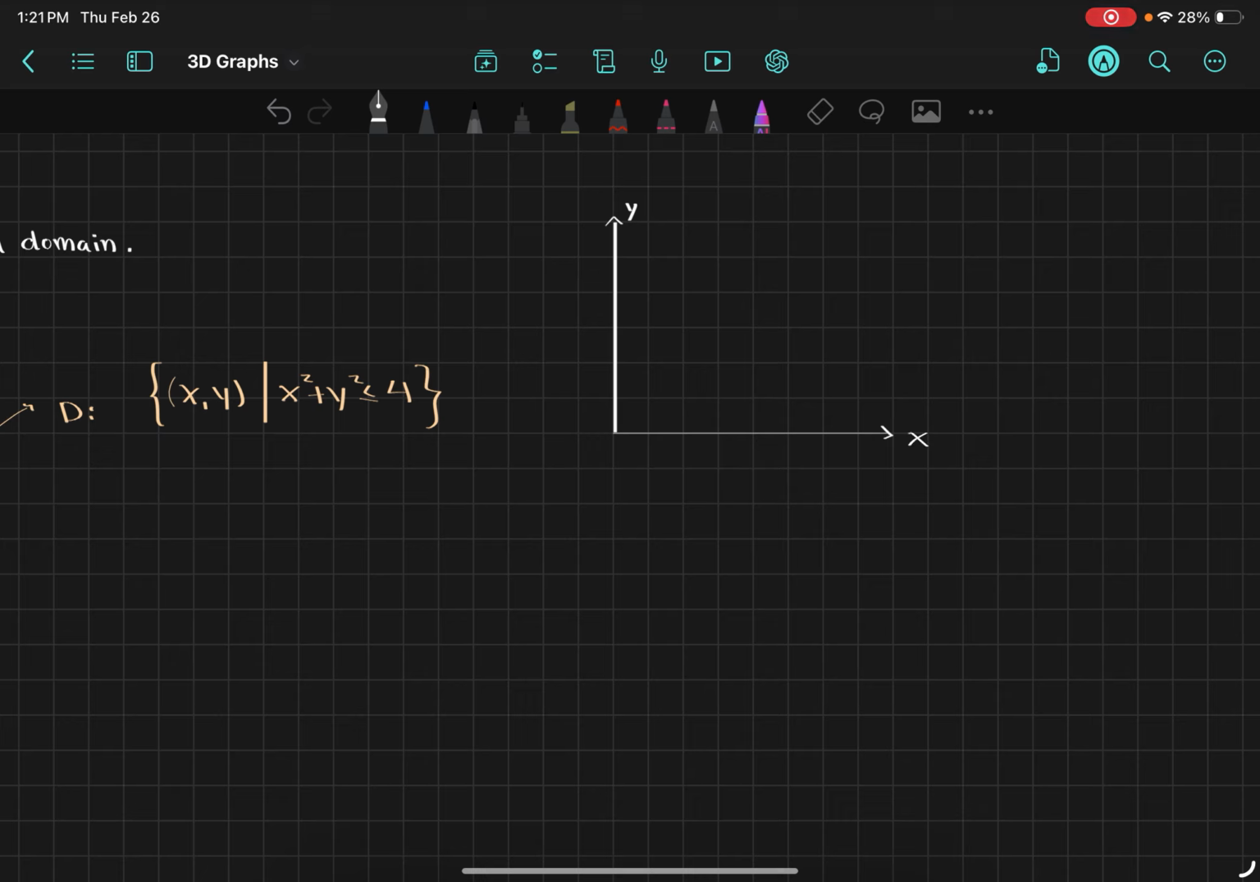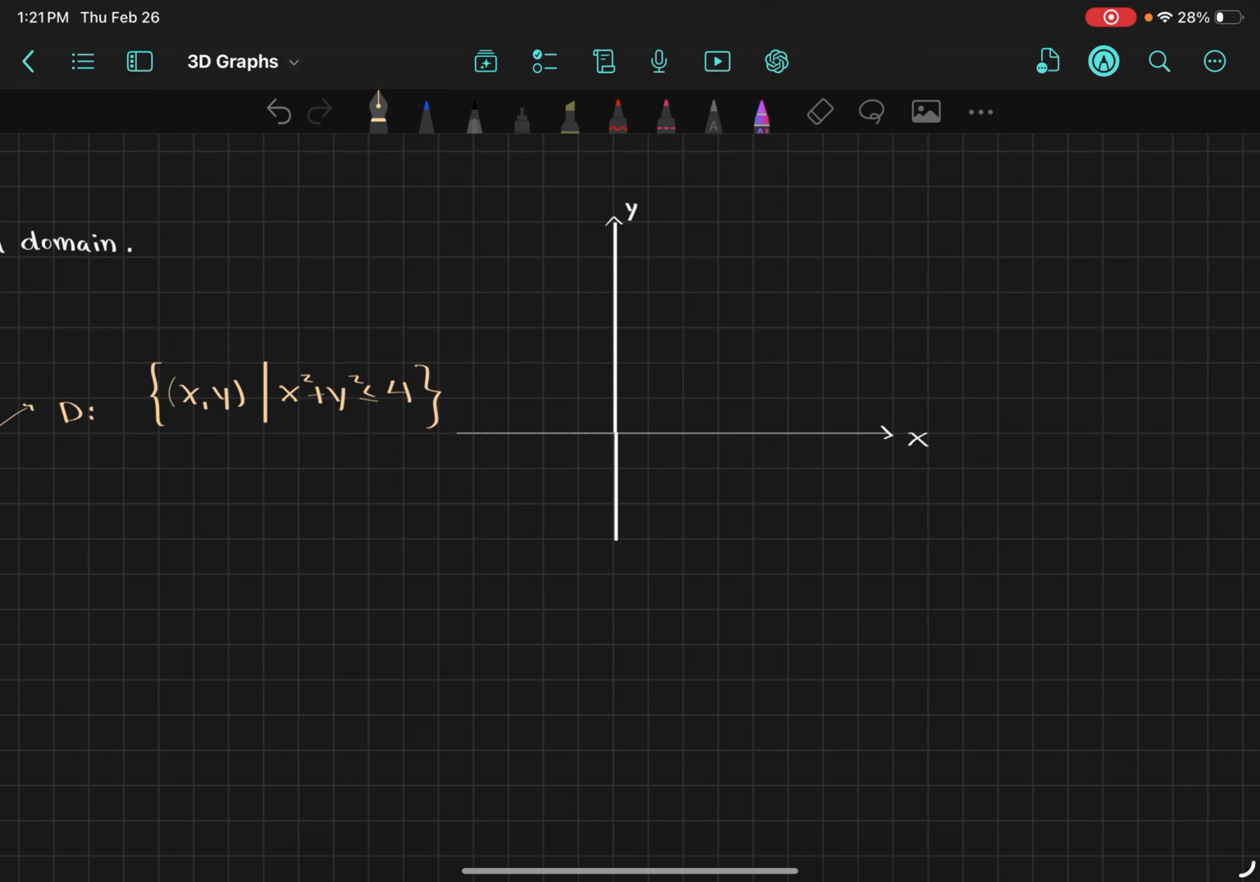Here's our xy plane. We're actually going to extend it out a little bit more. Fix it up a little bit. Okay. So, x squared plus y squared has to be less than or equal to 4. Well, let's think about what that means.